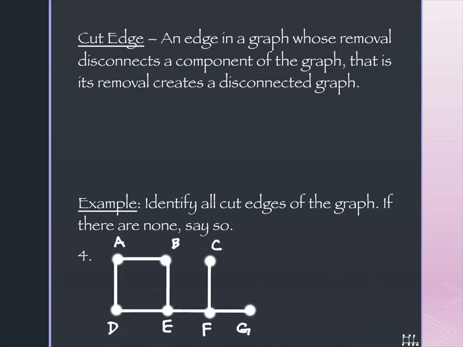All right, so we're right here on cut edge. A cut edge is an edge in a graph whose removal disconnects a component of the graph. That is, its removal creates a disconnected graph. I'm going to draw a couple of examples to show what this looks like. So go ahead and write those down.